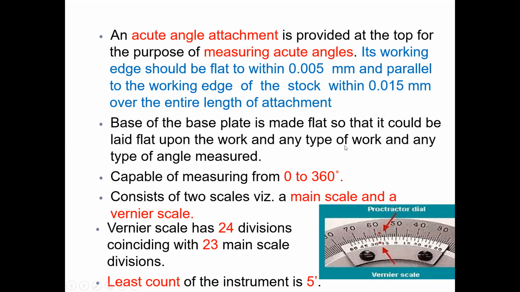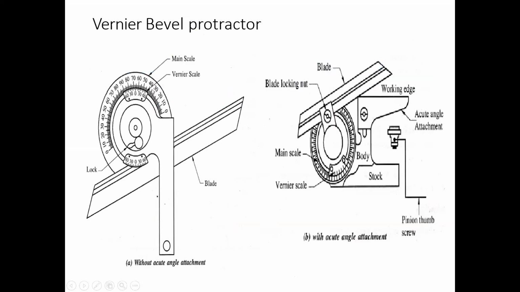Next, it is capable of measuring from 0 to a maximum of 360 degrees with the help of the main scale. It consists of two scales, main scale and vernier scale. Already discussed here. This is the main scale, and this is the vernier scale.